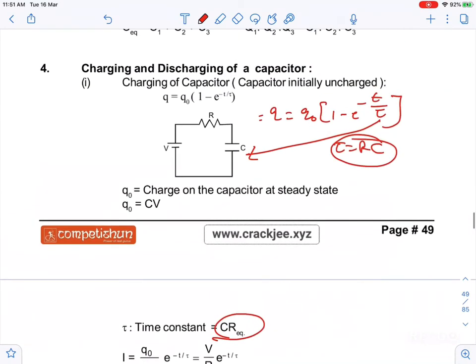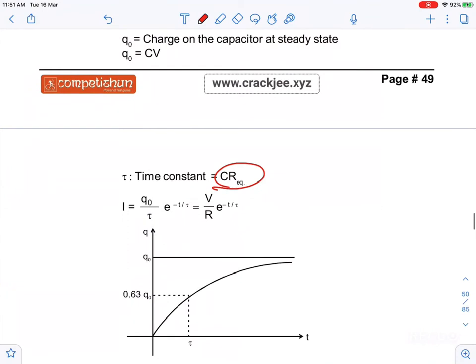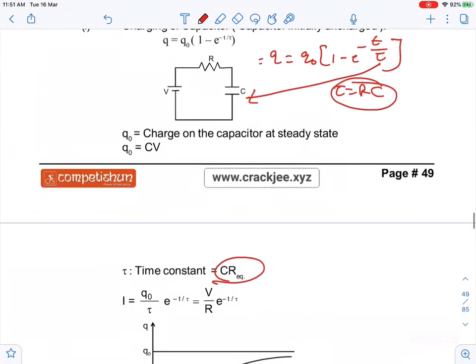Q is equal to Q naught (1 minus e to the power minus t by tau), where tau is C equivalent into R equivalent. Now you know that Q is equal to Q naught minus Q naught e to the power minus t by tau. Now differentiate it, dq by dt, this is current basically.